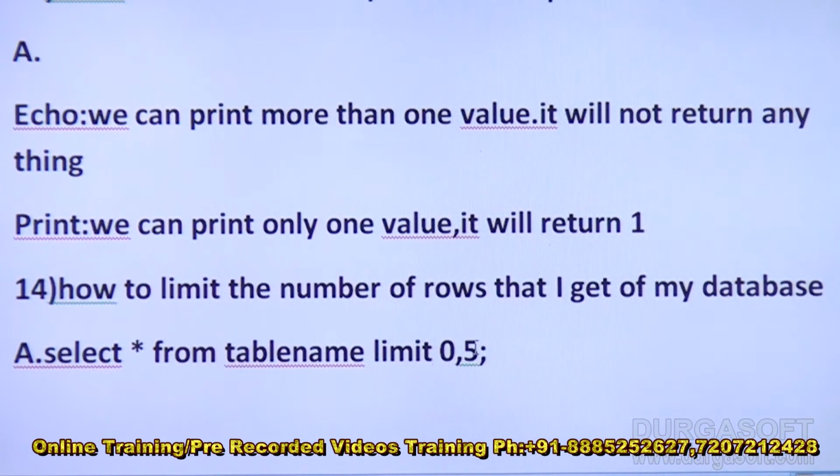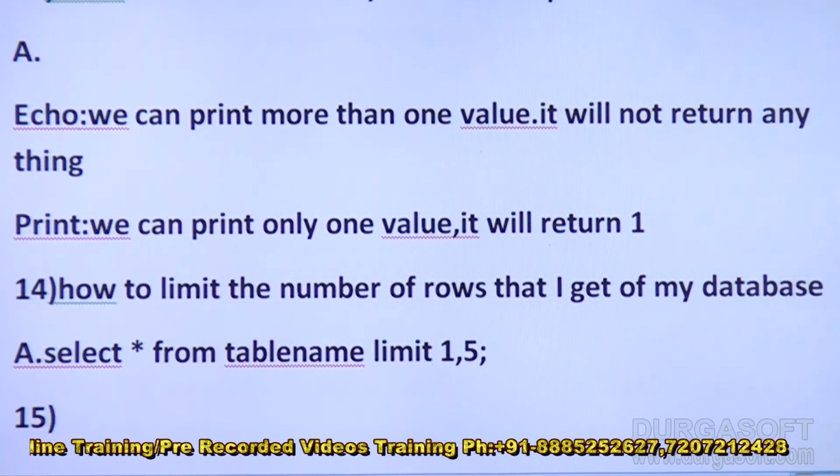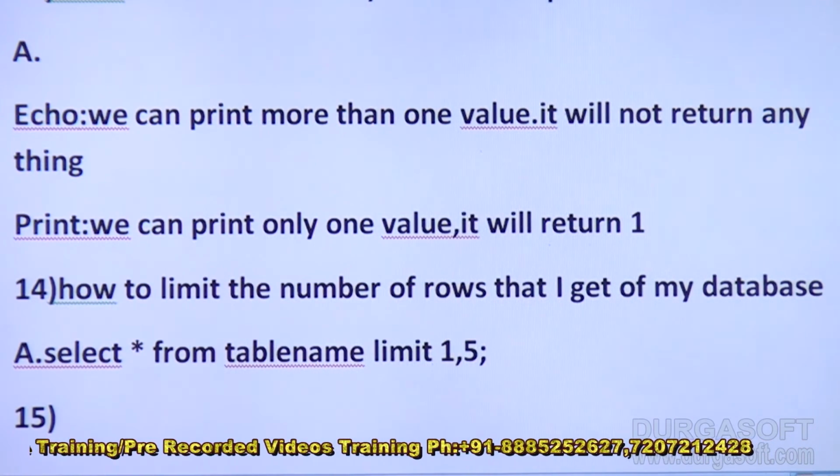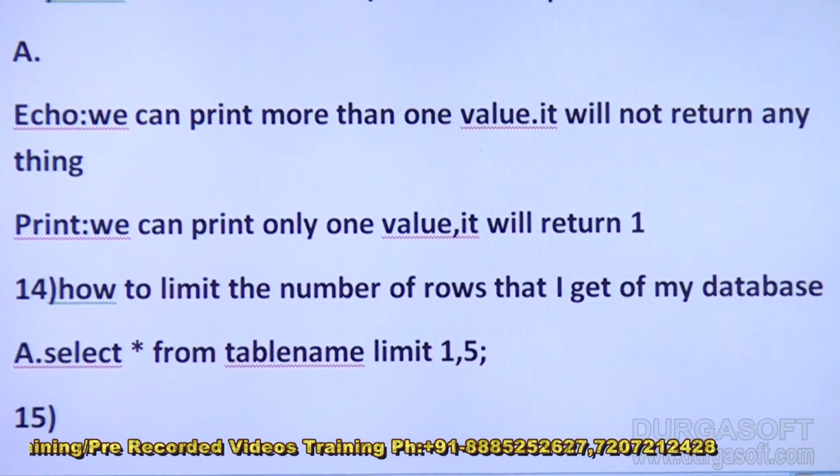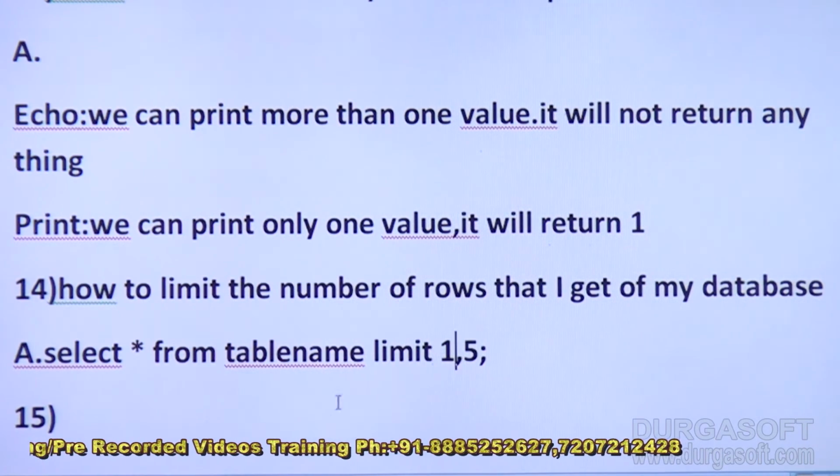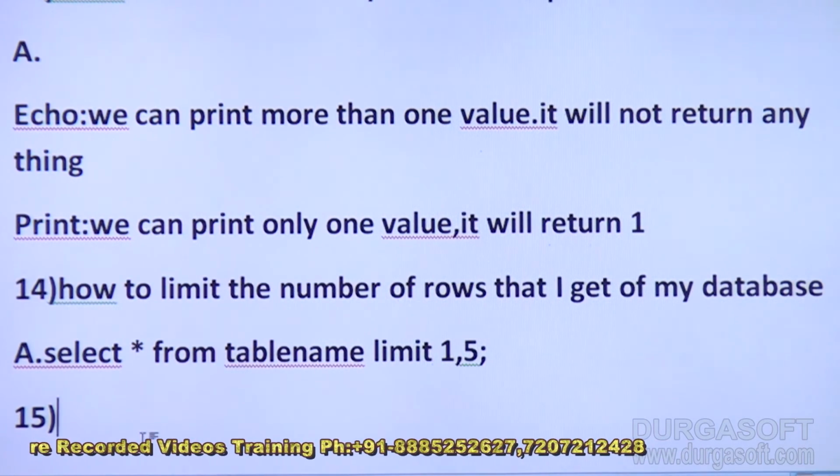Then it will return the first 5 rows. If you write 1 instead of 0, from the second row it will print 5 rows. By default the index will start from 0, that's why it is printing from the second row.